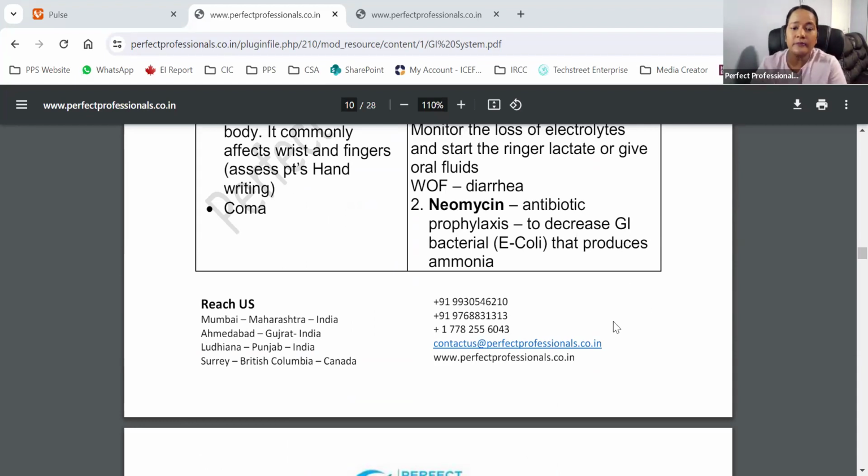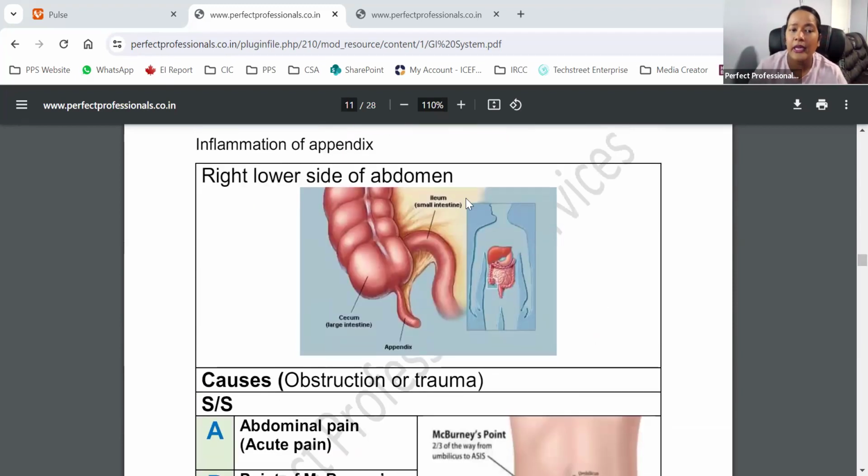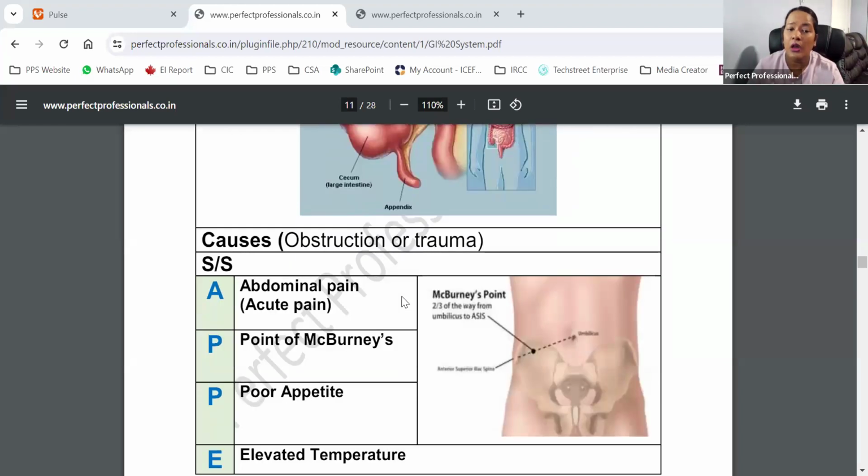Okay, perfect. Let's move on to appendicitis. Appendicitis is inflammation of the appendix. Okay, it's at the right lower quadrant, the right lower side of the abdomen. On our right side is where the appendix is. Okay. Causes are obstruction or trauma.